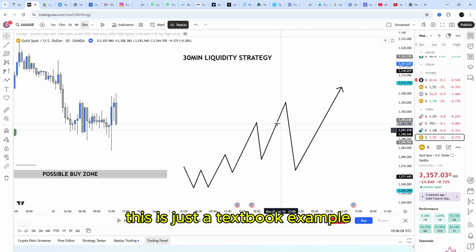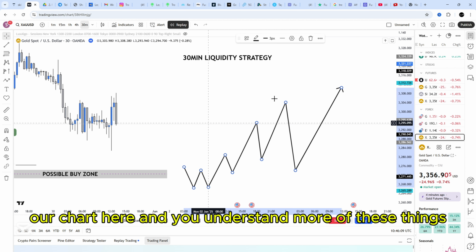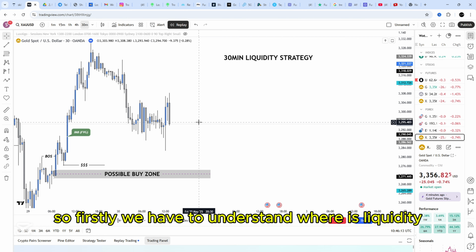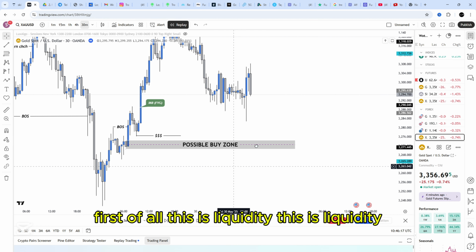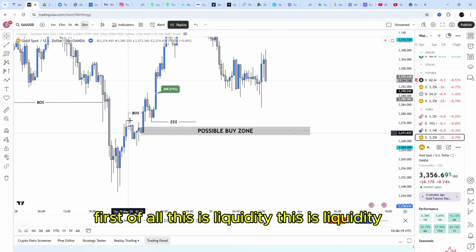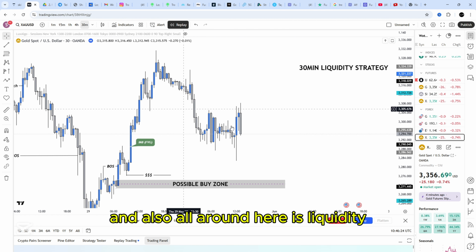This is just a textbook example. So we are going to look at our chart here so you understand more of these things. Firstly, we have to understand where liquidity is. Liquidity is everywhere in the market. First of all, this is liquidity, this is liquidity, this is liquidity, and also all around here is liquidity.